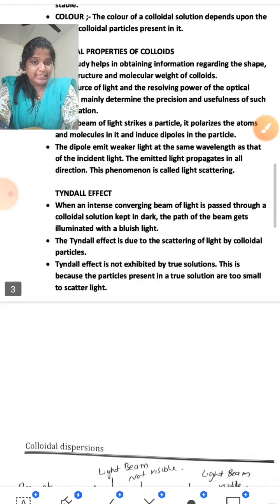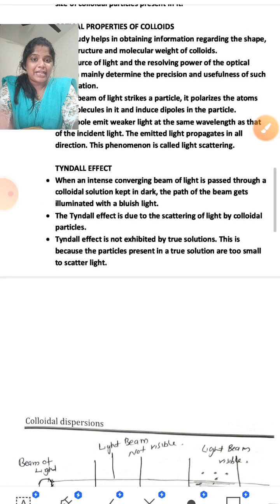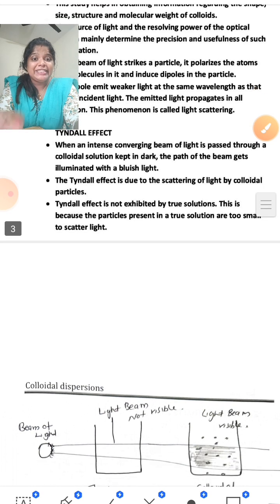Next we will see the Tyndall effect. When an intense converging beam of light is passed through a colloidal solution kept in the dark, the path of the beam gets illuminated with a bluish light. The Tyndall effect is due to the scattering of light by colloidal particles. The Tyndall effect is not exhibited by true solutions, because the particles present in true solutions are too small to scatter light.